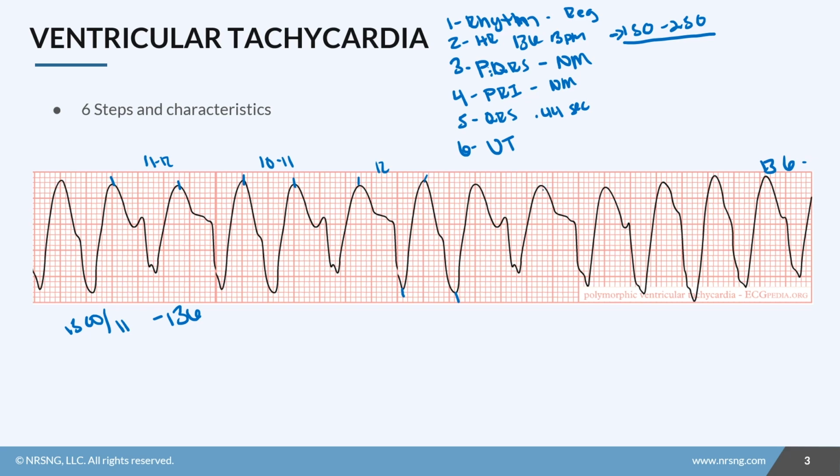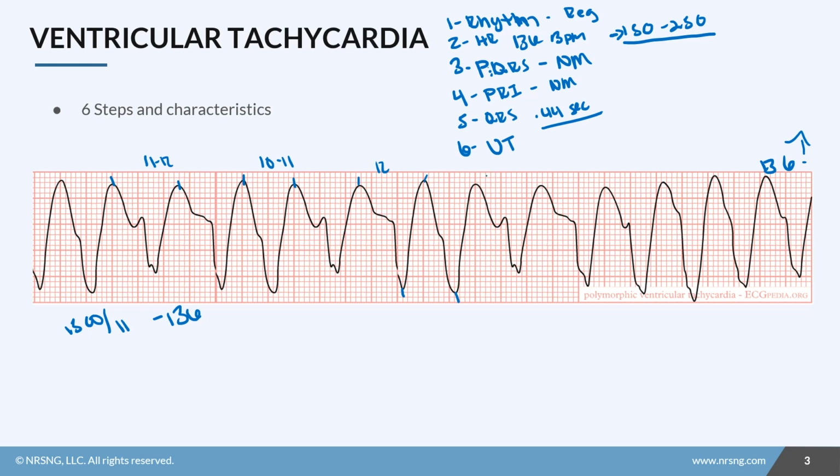So let's recap the characteristics of it. The rhythm can be regular or irregular. The heart rate is usually fast, okay, greater than 150. Again, if we left this alone, trust me, it's going to climb on up there. The P to QRS ratio is not measurable. The PR interval is not measurable. The QRS complex is usually pretty wide, okay?